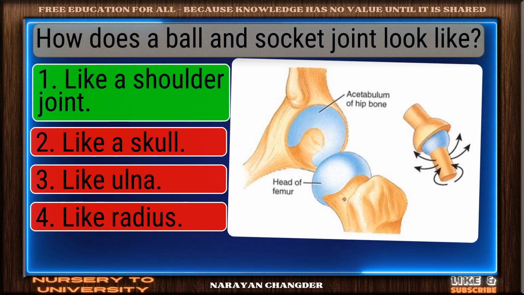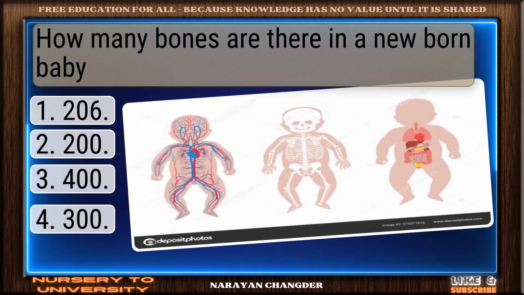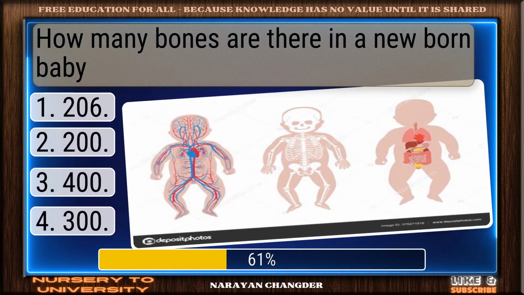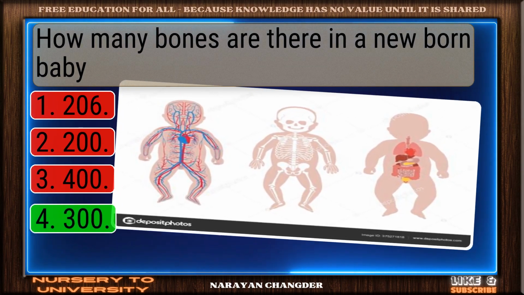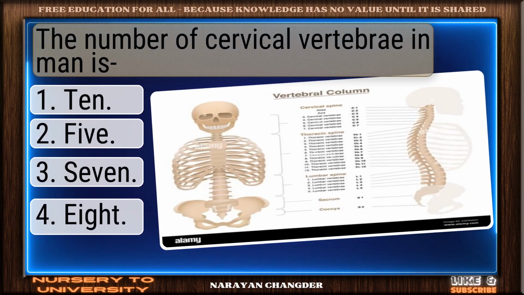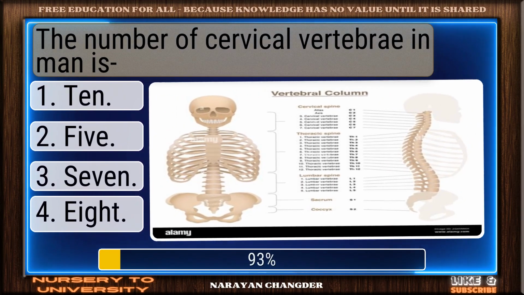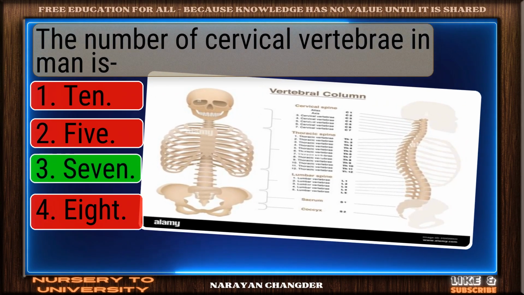Perfect. Like a shoulder joint is the correct choice. How many bones are there in a newborn baby? Correct. 300 is the right answer. The number of cervical vertebrae in man is? Well picked. 7 is the correct answer.